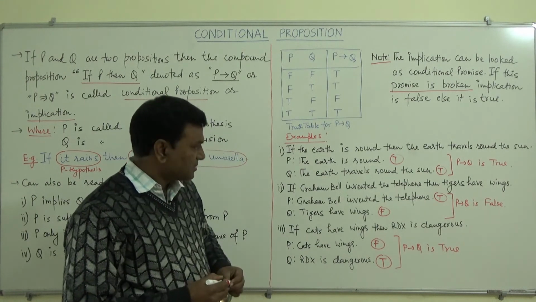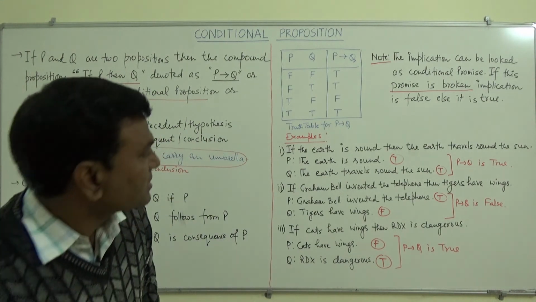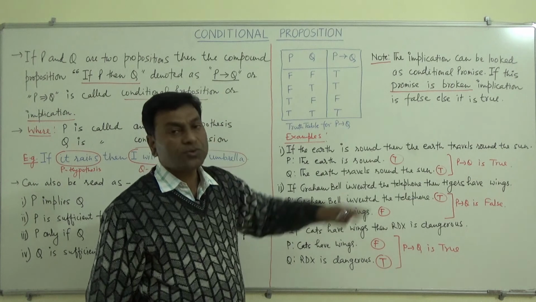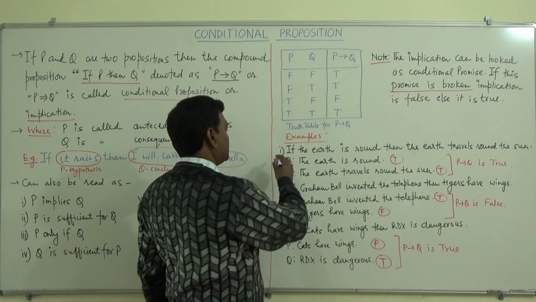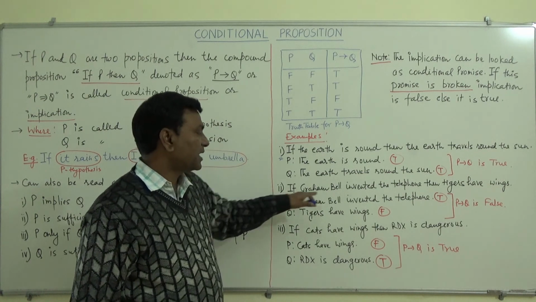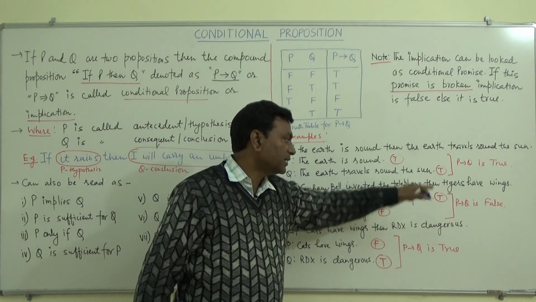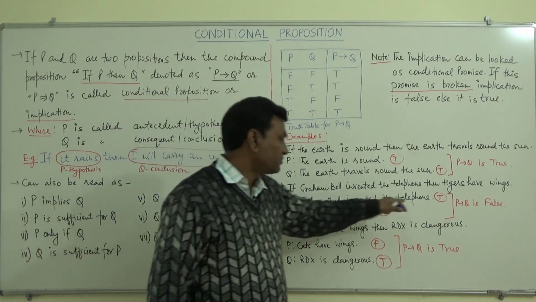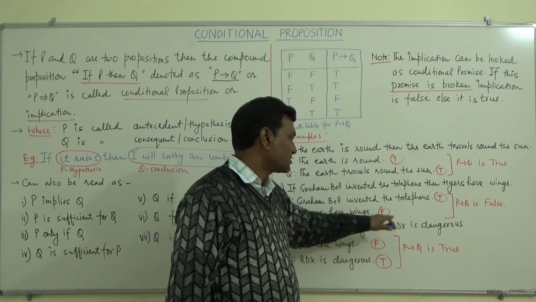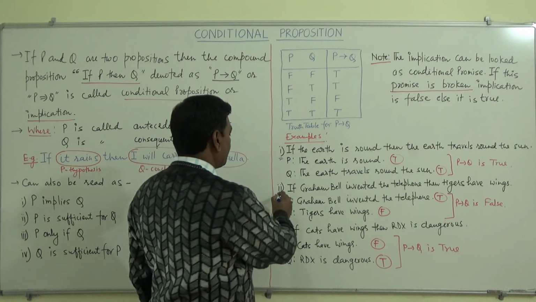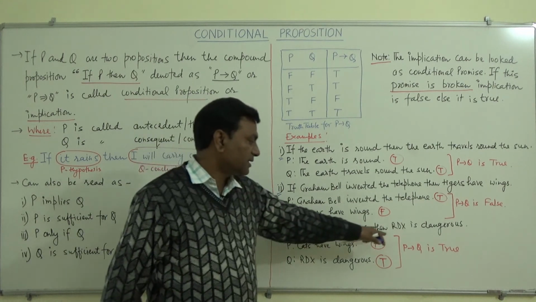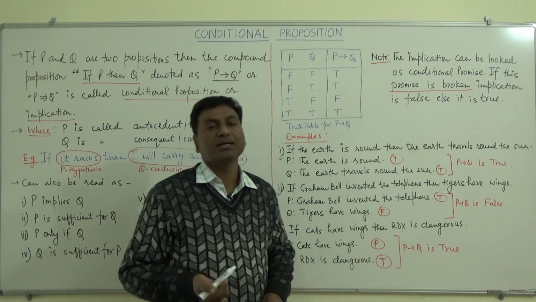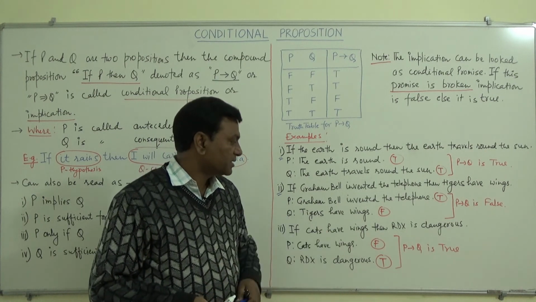So in these three examples, the first is: if the earth is round then the earth travels round the sun, and this is true. The second is: if Graham Bell invented the telephone then tigers have wings. This is false because P is true and Q is false. And the third is: if cats have wings then RDX is dangerous. In this case P is false and Q is true, so P implies Q is true.